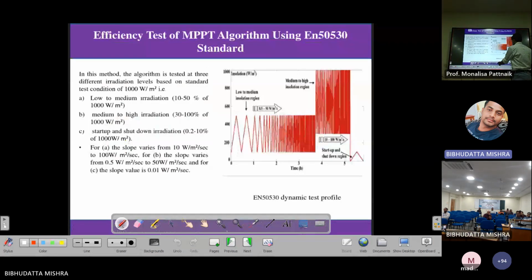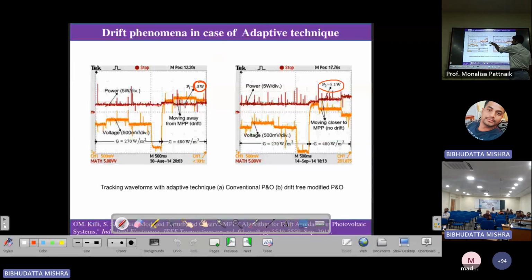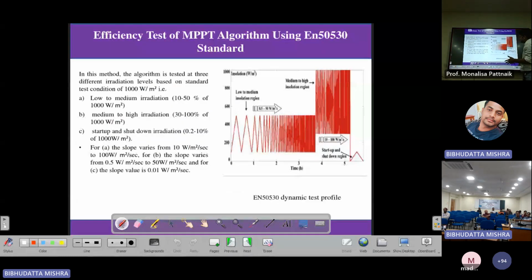Now, this test we actually did with that lamp. But what is happening in reality? The sun is not suddenly totally dark and totally illuminated. It is not like that. So that is why, for all MPPT algorithms, if you try to publish a paper or develop an algorithm, it should be tested with this EN 50530 standard. There is a standard for verifying the MPPT algorithm.